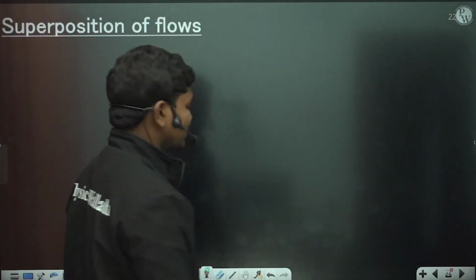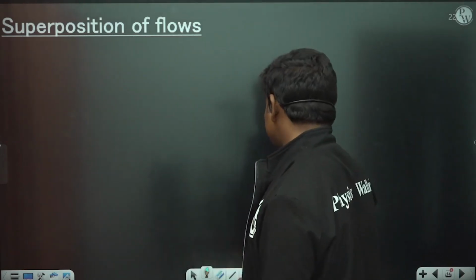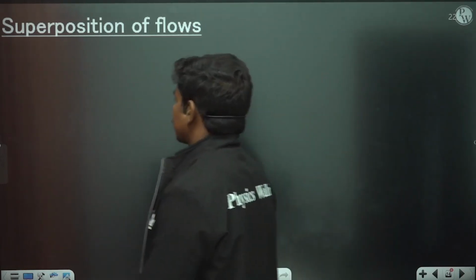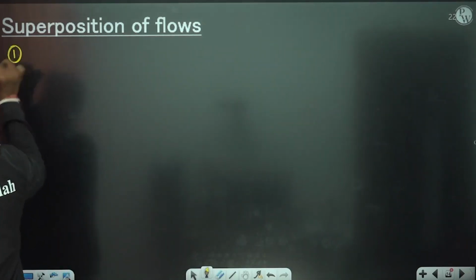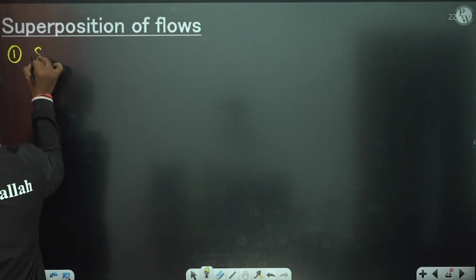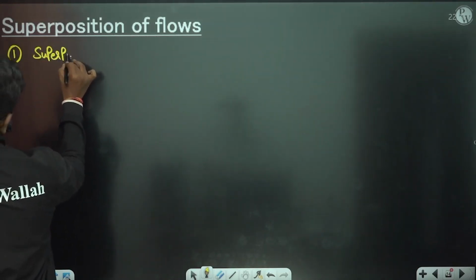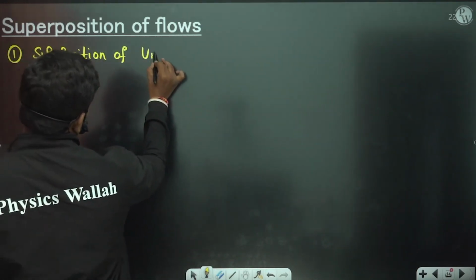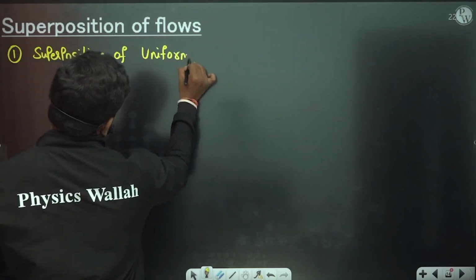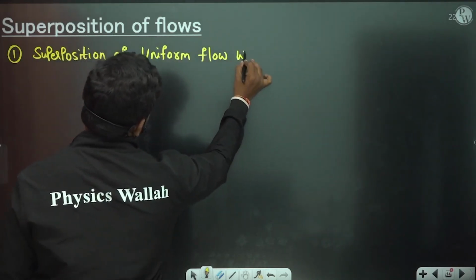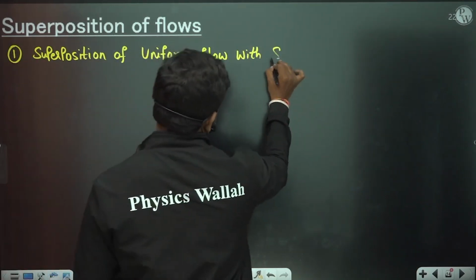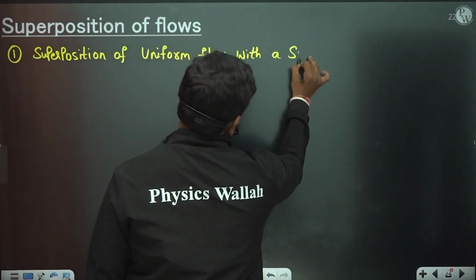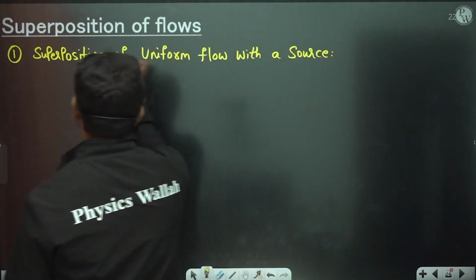So, superposition of flows. We will try to superimpose different flows and try to understand the situations again here. The first superposition that we do is the superposition of uniform flow with a source. Superposition of uniform flow with a source.